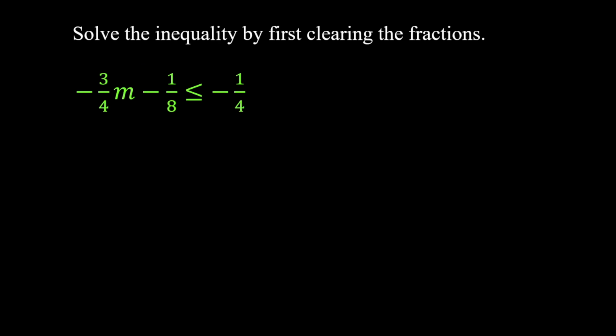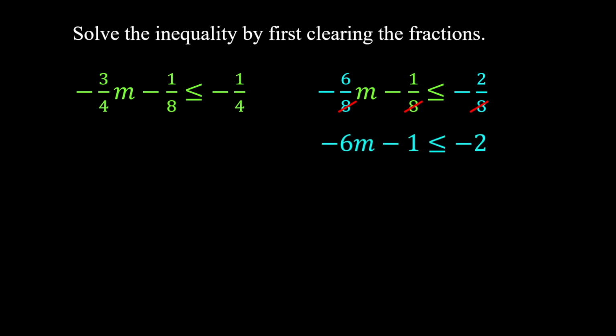Let's solve this inequality by first clearing the fractions. First, let's rewrite all the terms using a common denominator. In this case, we can use 8 as the common denominator. -3/4 m can be rewritten as -6/8 m, and -1/8 remains the same, and -1/4 as -2/8. Next, we can eliminate all the denominators by multiplying both sides of the inequality by 8. This gives us -6m minus 1 is less than or equal to -2.